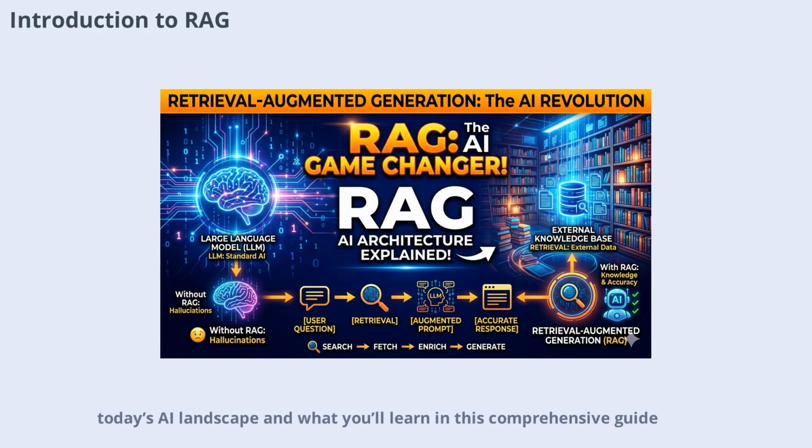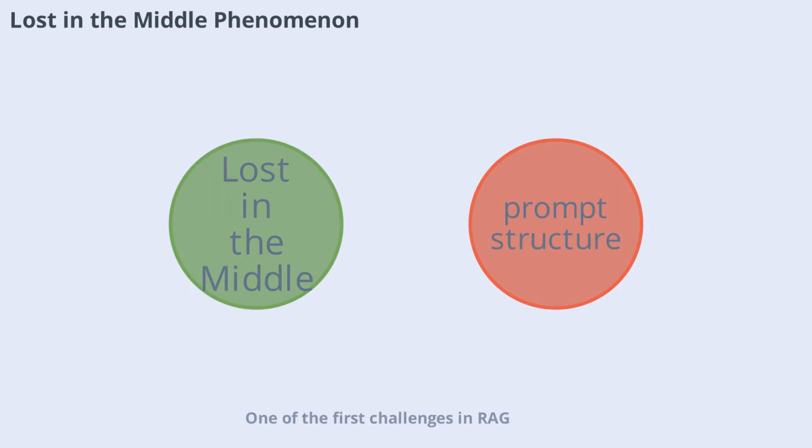in this comprehensive guide. One of the first challenges in RAG systems is the lost-in-the-middle phenomenon. Research shows that large language models are excellent at extracting information from the very beginning or end of their input prompts, but often miss critical details located in the middle. This can lead to incomplete or inaccurate answers, especially when prompts are long. Recognizing this limitation is the first step toward building more reliable RAG systems.